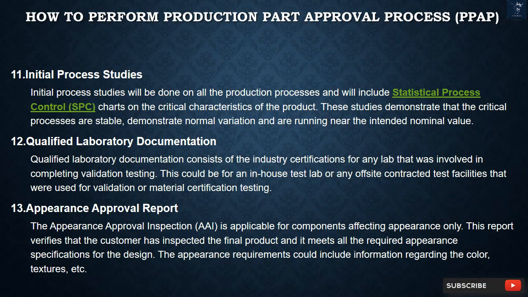11. Initial process studies. Initial process studies will be done on all the production processes and will include statistical process control, SPC, charts on the critical characteristics of the product. These studies demonstrate that the critical processes are stable, demonstrate normal variation and are running near the intended nominal value.